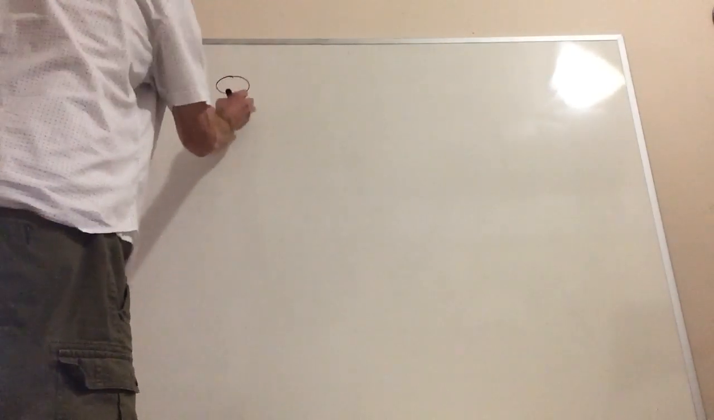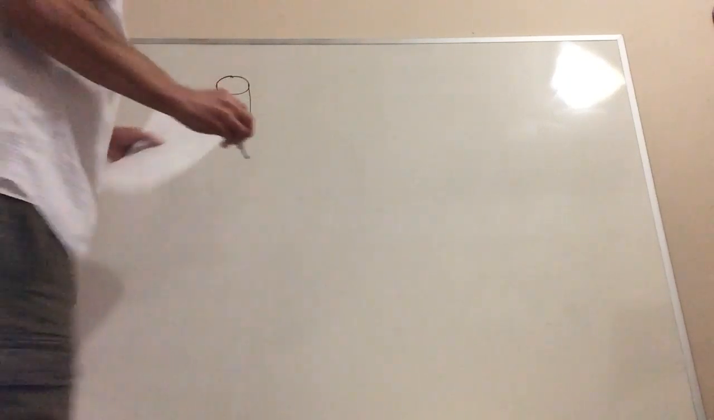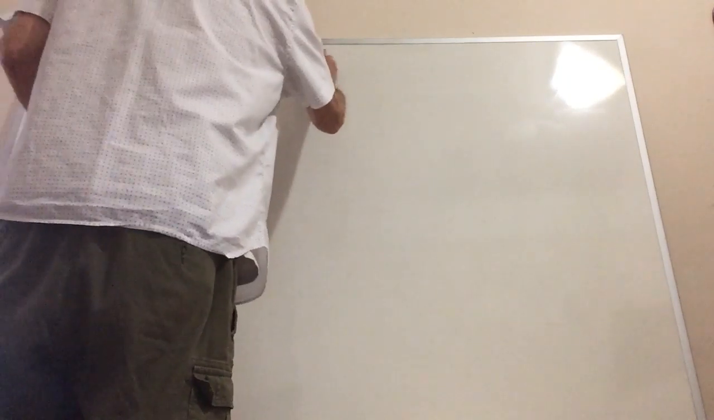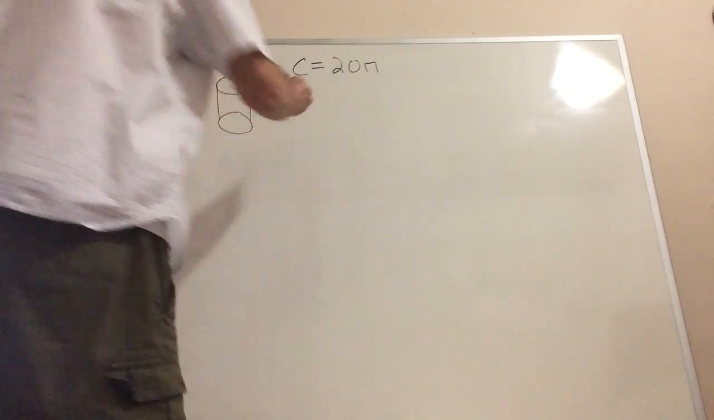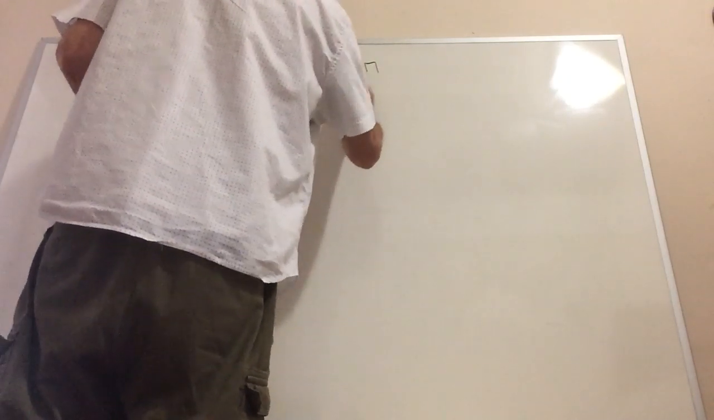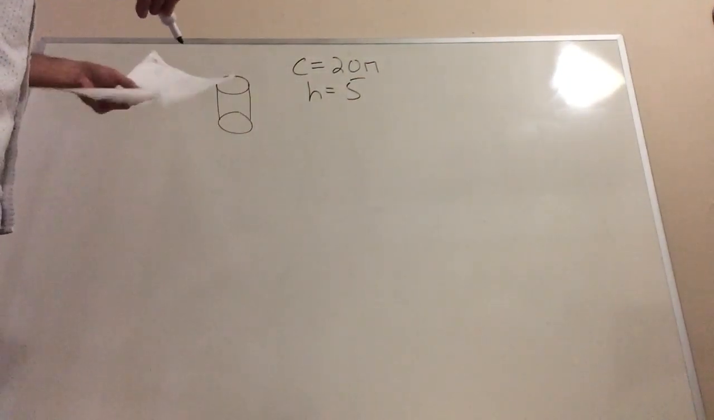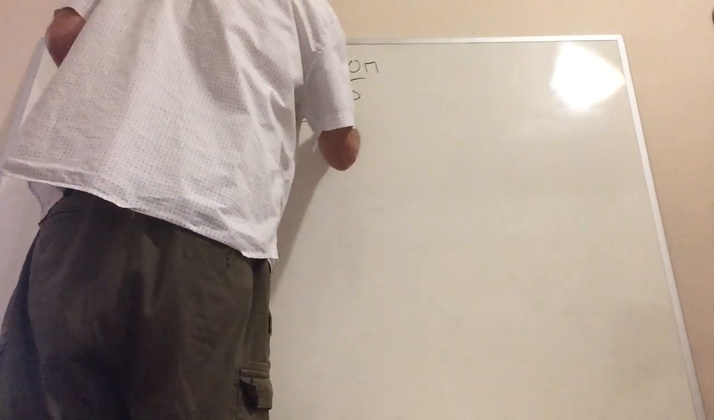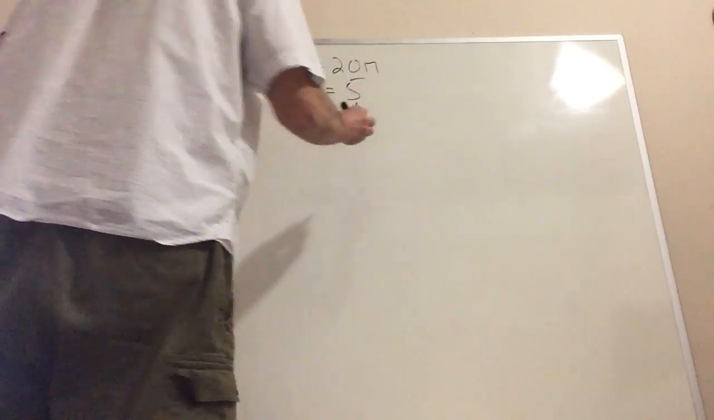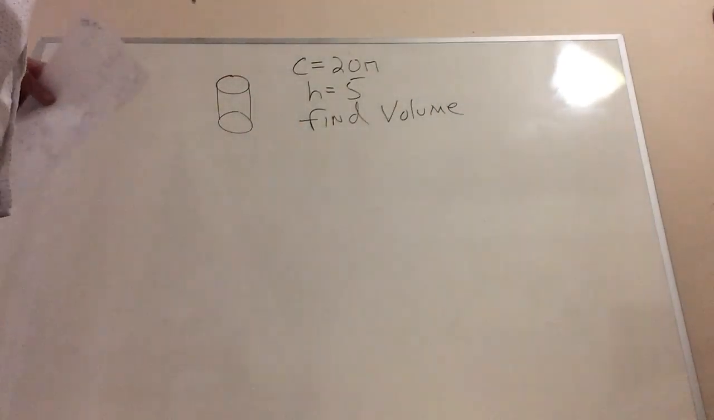Let there be some sort of cylinder, and let the circumference equal 20 pi, and just to make the numbers work, let h equal 5. When we're talking in units, we haven't got into conversions or anything like that. So the question is, so logical, find V, the volume. I mean, that's typically what they'd ask you to do.